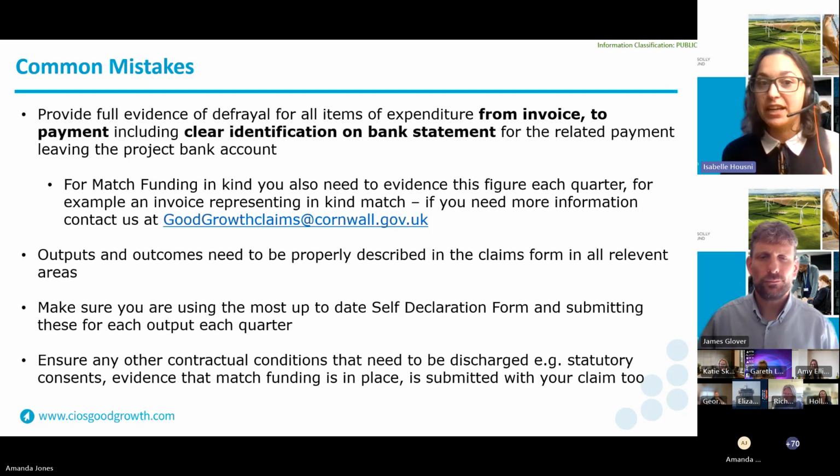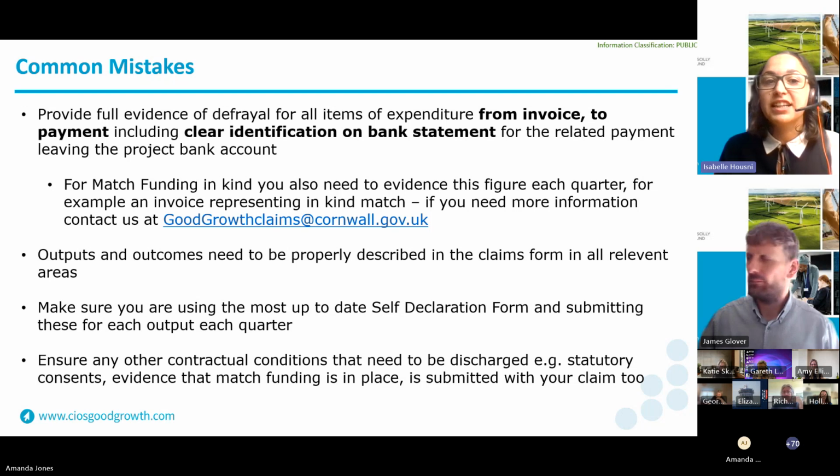If you need any more information on in-kind match, again, please email us at goodgrowthclaims@cornwall.gov.uk. And this is our new dedicated claims email address. And it's really important that everything related to claims goes into this one, because otherwise it might get lost in the mailbox of someone who might not be in.